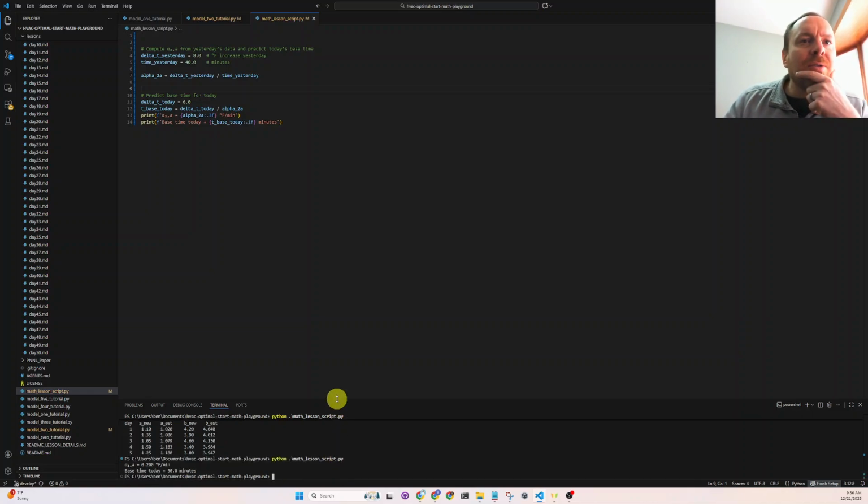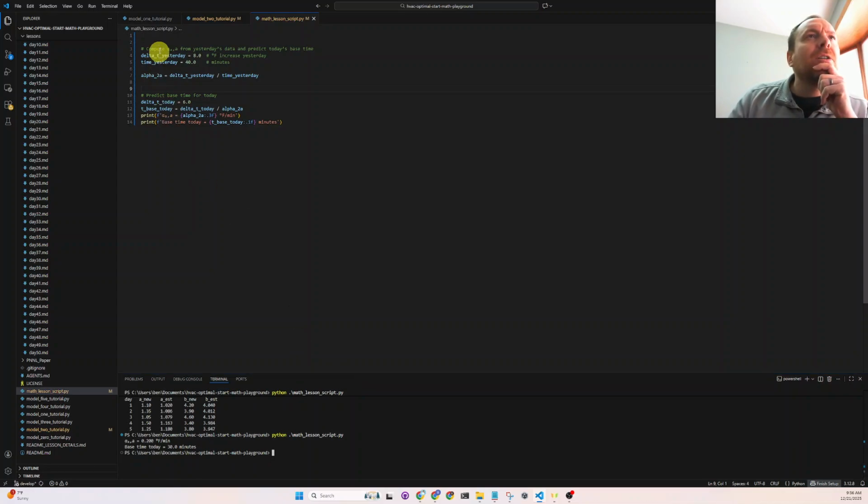Okay, so what do we got here? Compute the alpha 2 parameters from yesterday's data. This is just pretend data, and predict today's base time. So delta T yesterday is 8 degrees. This is degrees Fahrenheit, where I'm at. Increase from yesterday. So this is just yesterday's performance, basically.